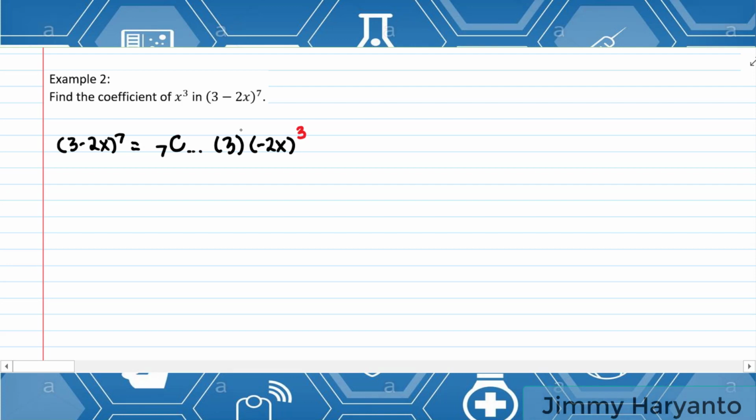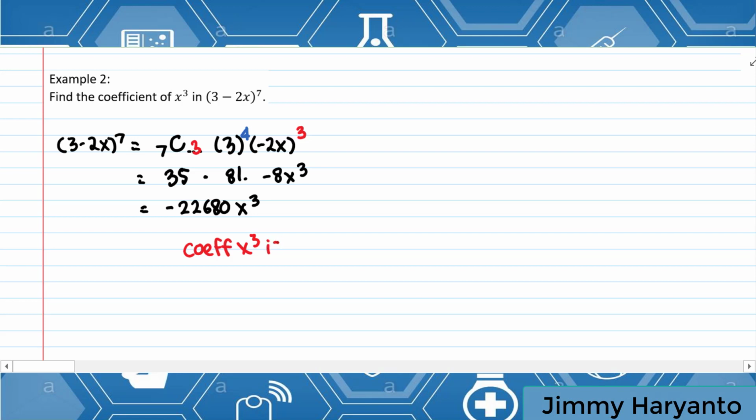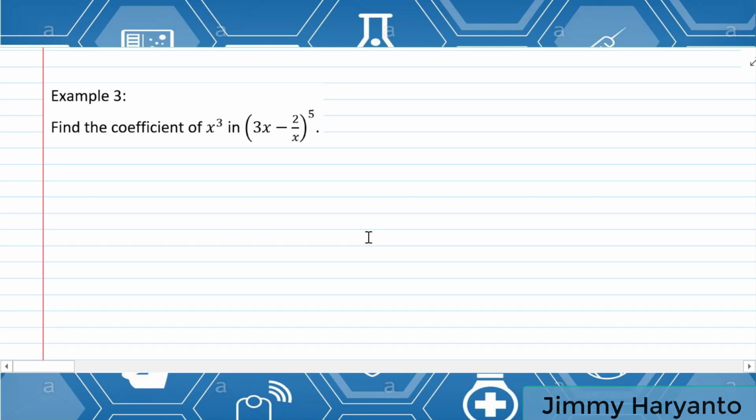And then for this part, I have to write 4 because the rest of 7 and 3 is 4. 7 minus 3 equals 4. And then for this one also 3, equals 7C3. Okay, 7C3 equals 35, 3 to the power of 4 equals 81, negative 2 to the power of 3 is negative 8, x cubed, and then the result is like this. So the coefficient of x cubed is negative 22680.